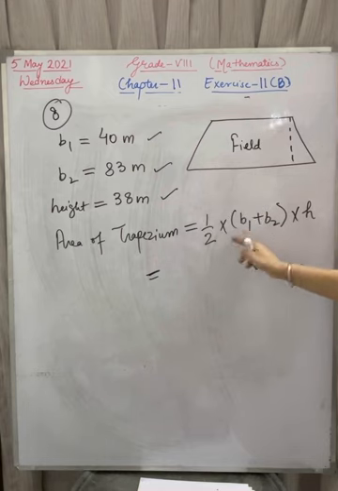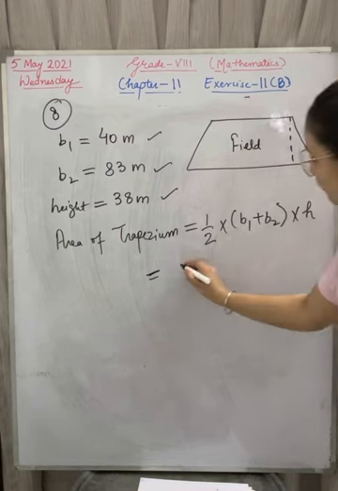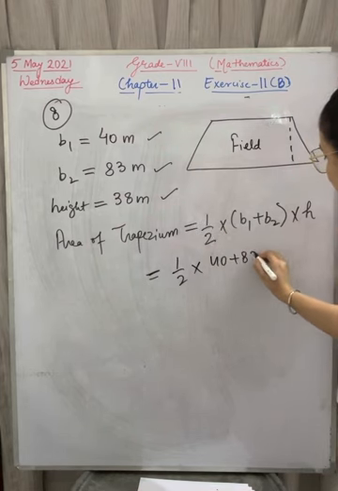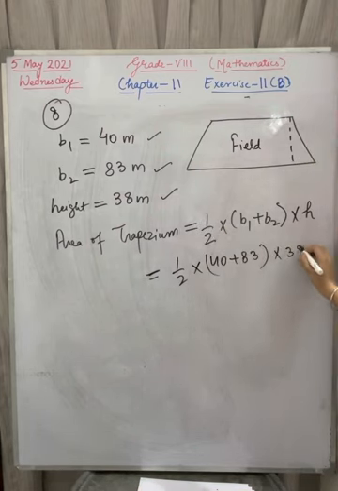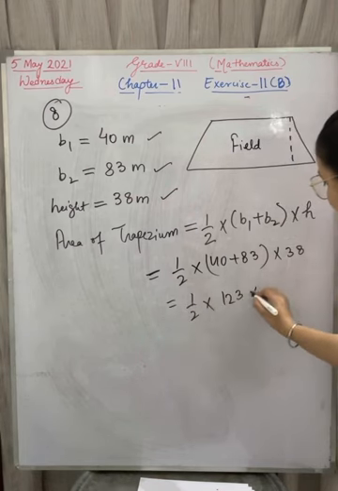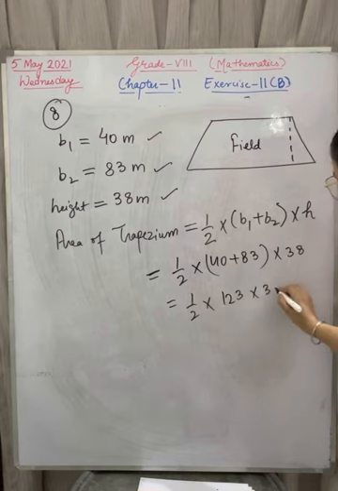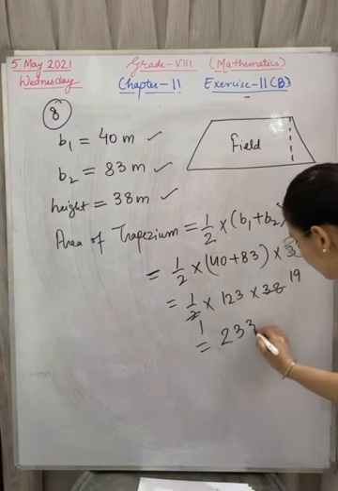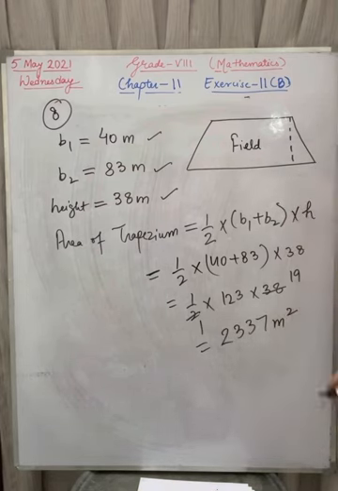Now, 1 by 2 into B1 plus B2 into H. Half multiplied by 40 plus 83, multiplied by 38. So 1 by 2 multiplied by 123 multiplied by 38. You can cancel: 2 ones are 2 and 2 19s are 38. So 19 multiplied by 123. What will be the answer? 2337. Yes, very good. 2337 meter square. This is the area we have taken out.